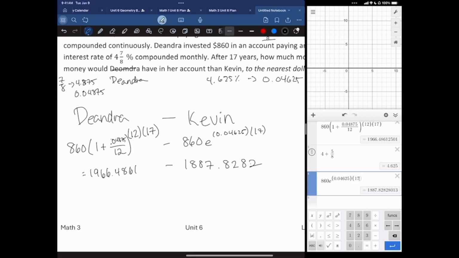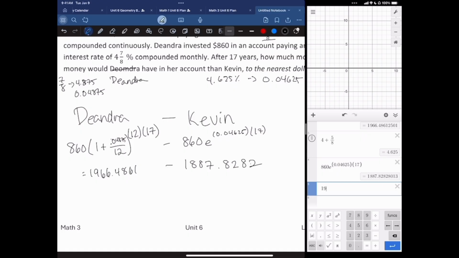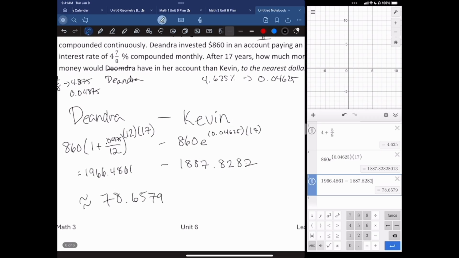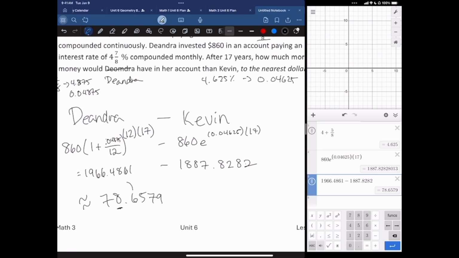So we basically want to subtract those two numbers. Sorry, we have 1,966.4861 minus 1887.8282. So it should be approximately $78.6579. We want to round to the nearest dollar. This is the 8, and we're looking at the 6 to round up that 8. So my final answer is going to be roughly $79.